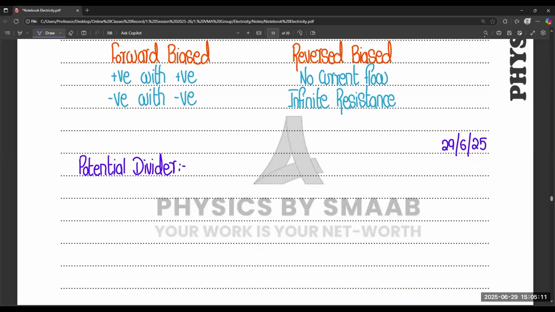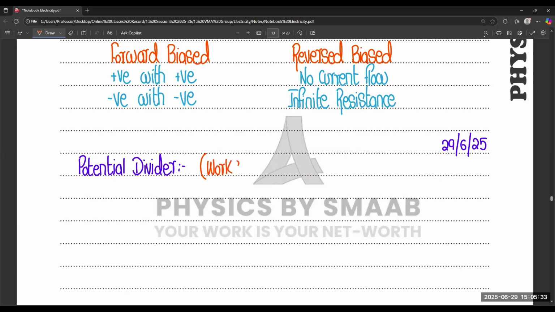So basically the purpose of potential divider, by name, means to split the voltage or to divide the potential difference or the voltage among the components connected in the circuit. Especially it is only for series circuit, it is not for parallel circuit. So potential divider only works for series combination.